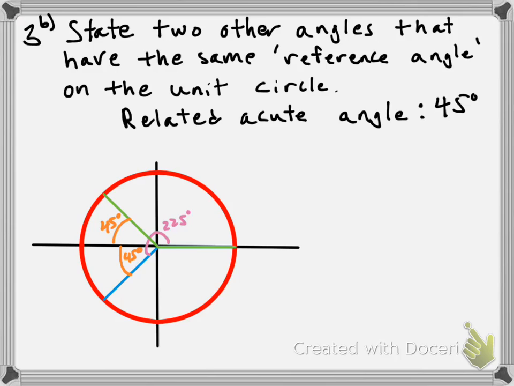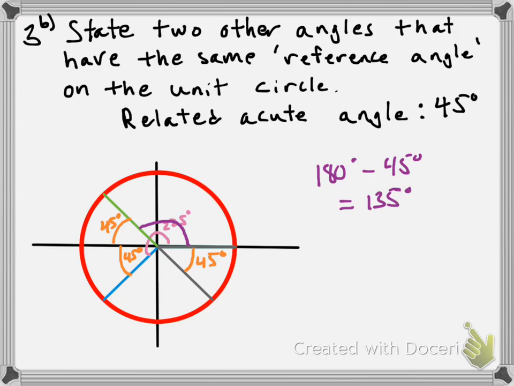This was in quadrant 2. So this is an example of an angle in quadrant 2 with a related acute angle of 45 degrees. Now the question is, what would that angle be? Well, we notice that it's 45 degrees less than a 180 degree angle, so 180 degrees minus 45 degrees is 135 degrees. So that is a 135 degree angle.